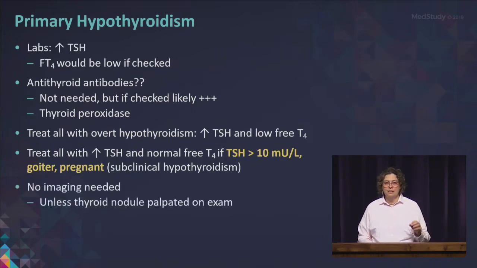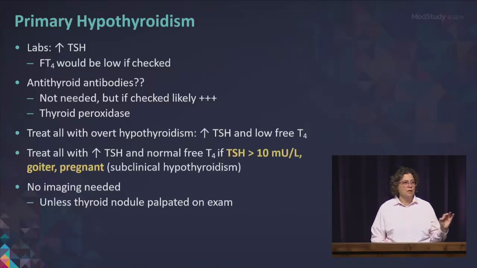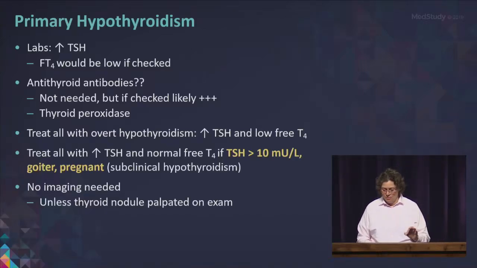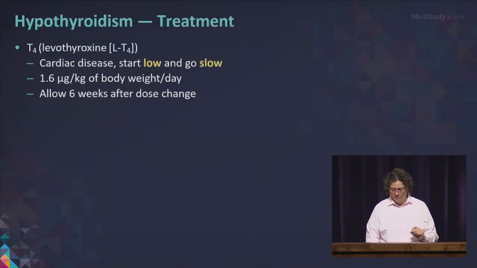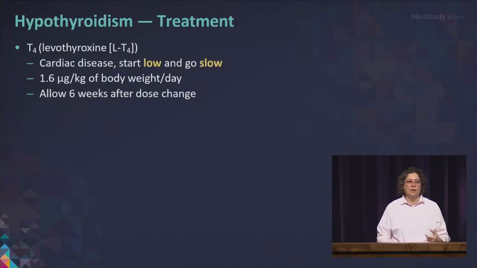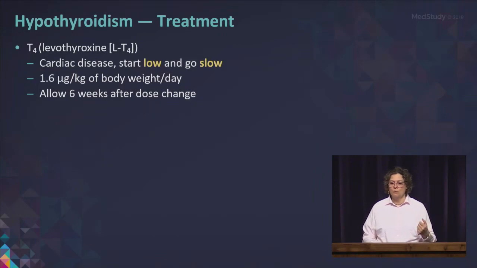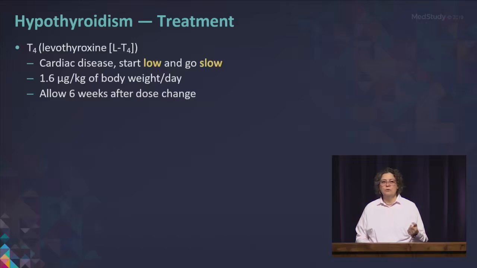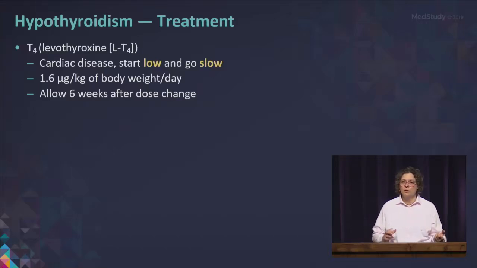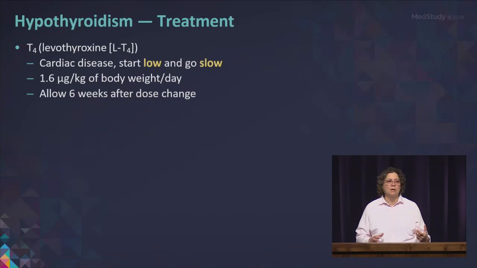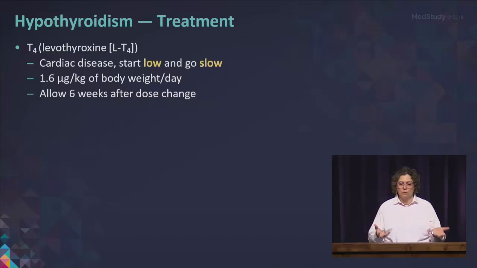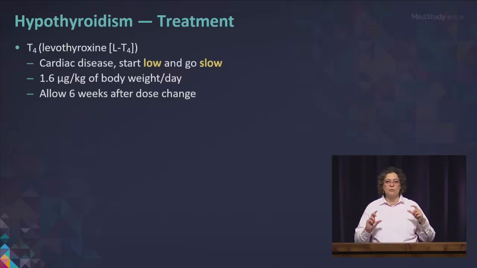No imaging is needed in hypothyroidism unless you feel a nodule. And then if you do feel a nodule, you want to go and get an ultrasound. So how do we treat hypothyroidism? T4 is the standard of care by any guidelines, and that's what the boards want you to use. If they are young and healthy, you can do full replacement dose, which is about 1.6 to 2 micrograms per kilogram. If they're older, you start low and go slow as you tweak up the dose in order to normalize the thyroid test. Because thyroid hormone has such a long half-life, you do want to allow a full 6 weeks before you start changing the dose.